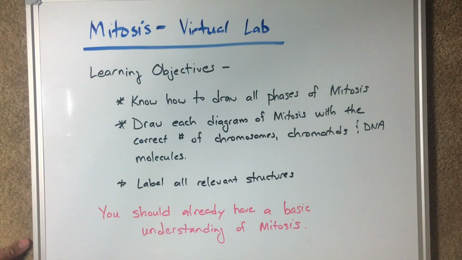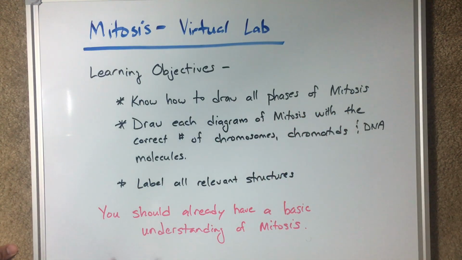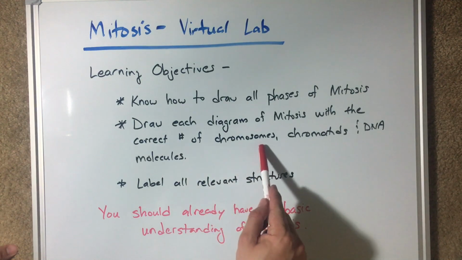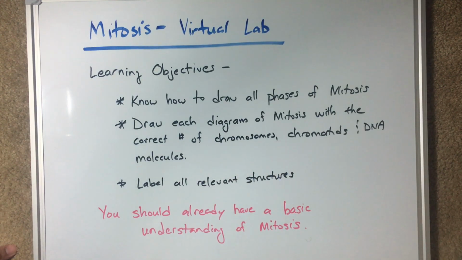All right, so here are the learning objectives. The learning objectives here is we want to know how to draw all the phases of mitosis. We also want to draw each diagram of mitosis with the correct number of chromosomes, chromatids, and DNA molecules. And we want to be able to label all the relevant structures.